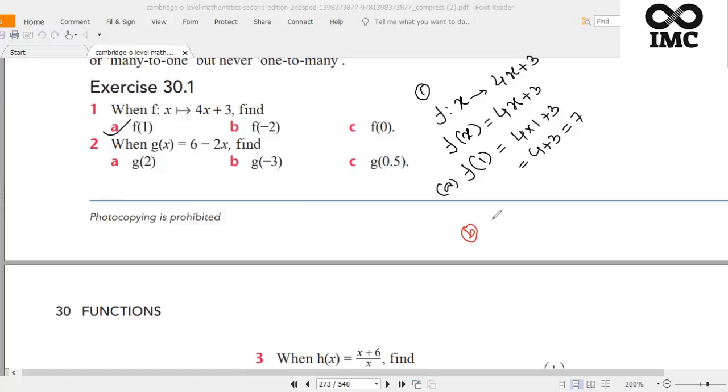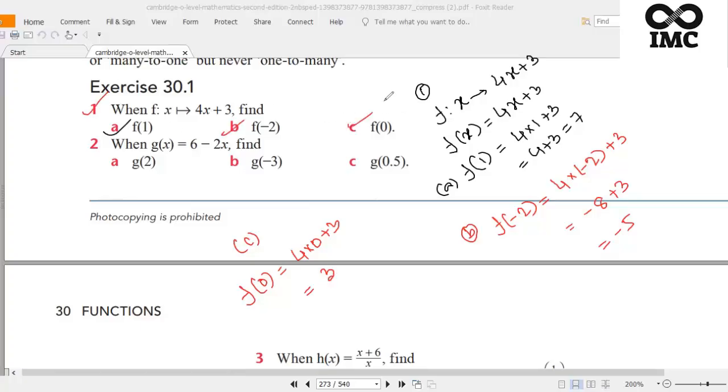Now, question number B. Question number B says f of minus 2. F of minus 2 says 4 multiplied by minus 2. Instead of x, we will put minus 2 only. Plus 3. 4 into minus 2 will be minus 8 plus 3. That will be minus 5. Okay. Now, question number C. F of 0. F of 0 means instead of x, we will put 0. So 4 into 0 plus 3. 4 into 0 is 0, plus 3 will be 3. And this is the solution of question number 1, A, B, C.